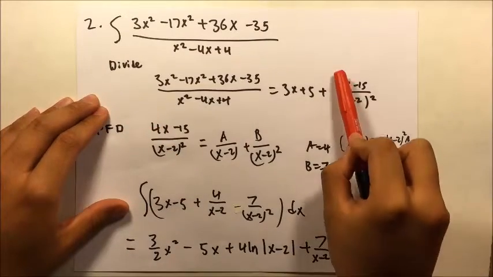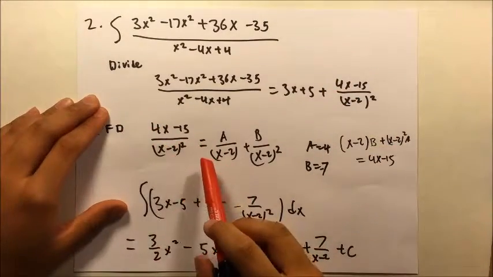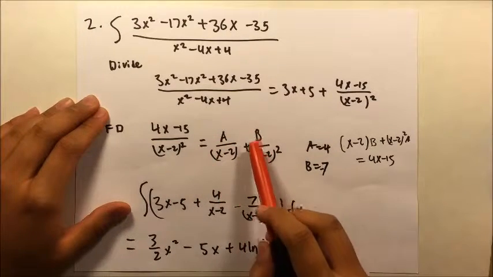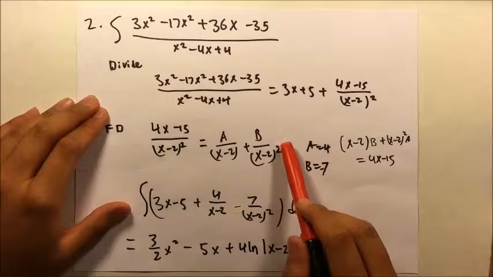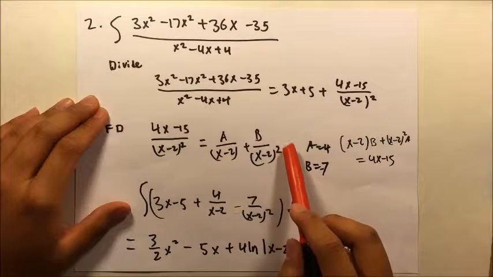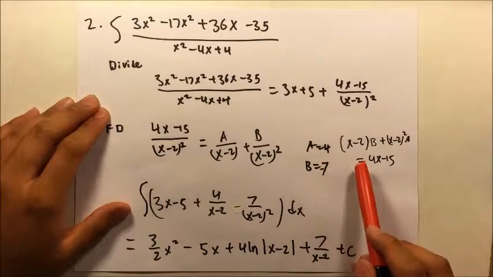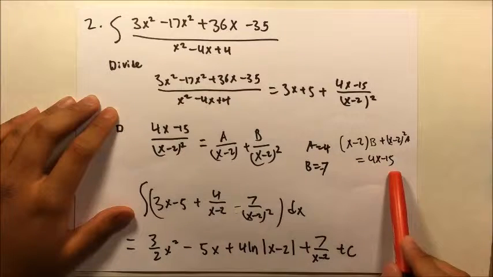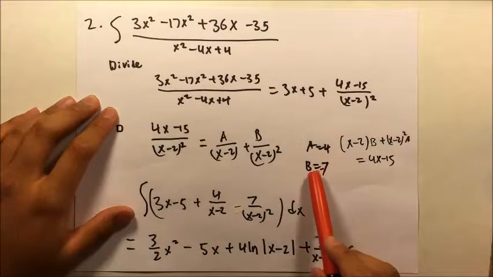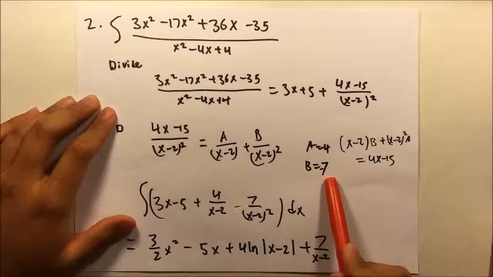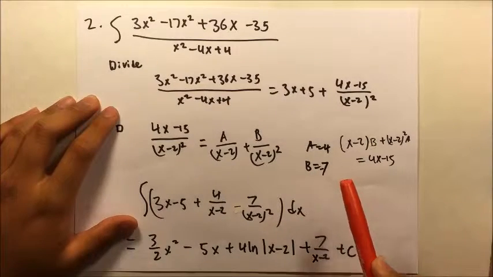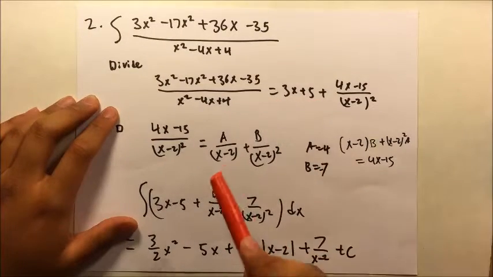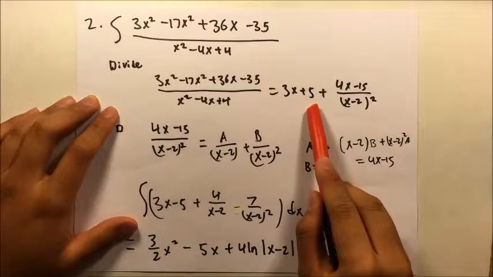Now we're going to decompose this part. The format for that is A over one factor of the denominator plus B over the other factor of the denominator, and if there were more factors in the denominator, we would do C, D, E, etc. Now after we put it into this form and set it equal to the numerator, we get A equals 4 and B equals -7. Now here a lot of people might just integrate this part and completely forget about 3x plus 5. I've done it myself, so do not forget about this because it is still part of it.